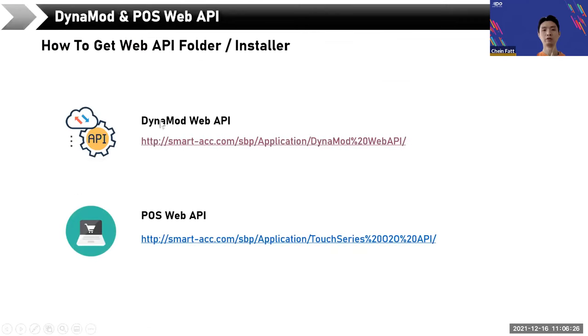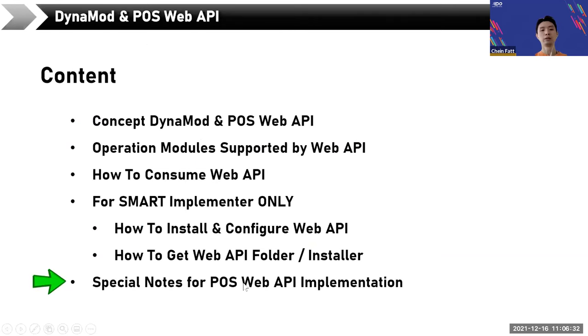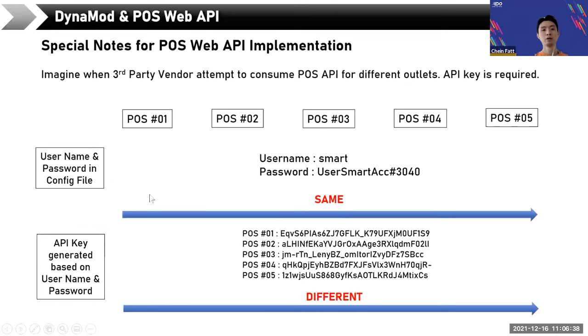So here is to download the web API. Here is to download the POS web API. At the end here, we got a special note for the POS web API implementation. Imagine if a third party attempts to consume the POS API for a different outlet, an API key is required.